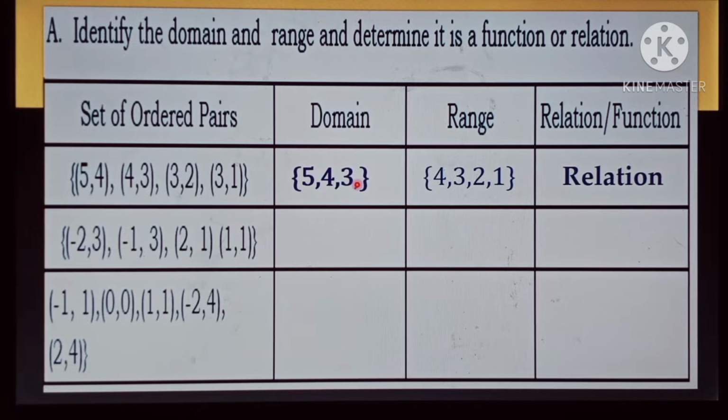And then for the set of range, that will be the second element of the ordered pair. So, that is 4, 3, 2, 1. Then you write this: braces, you write the second element from the ordered pair, then close braces. If you have noticed, 3 appeared twice.